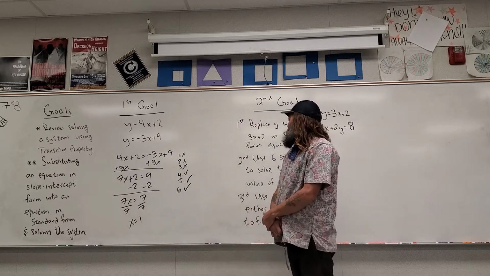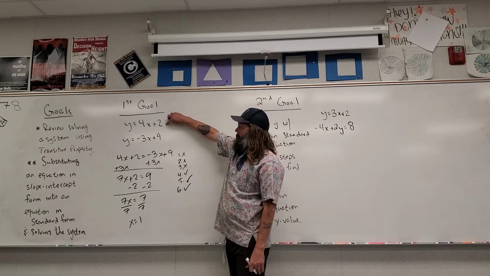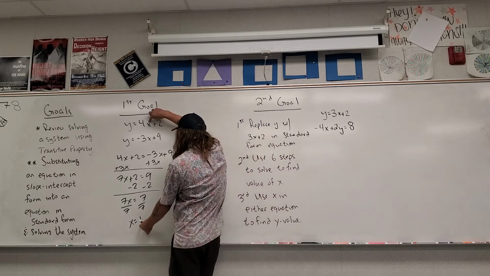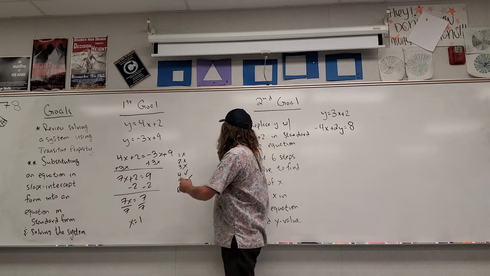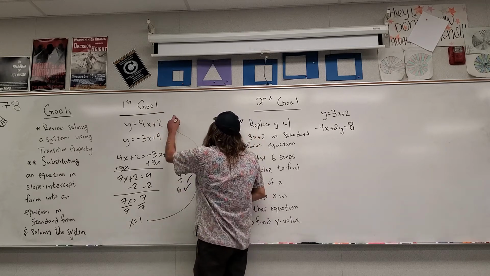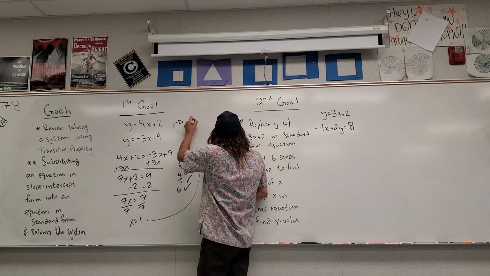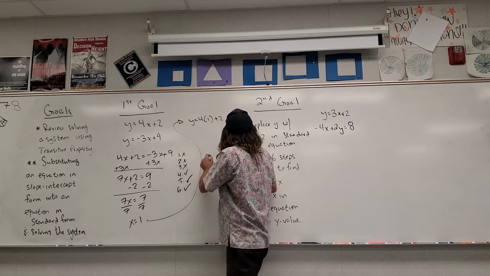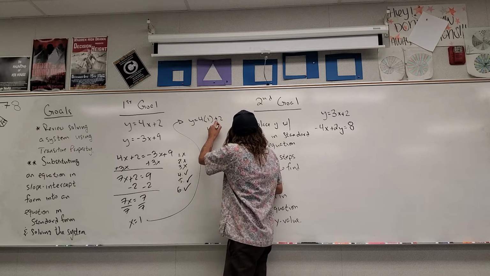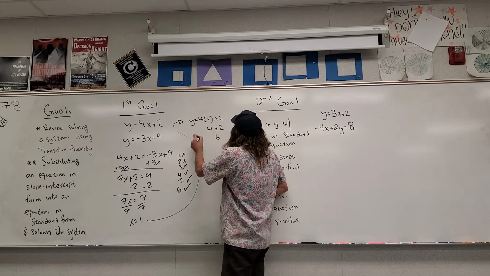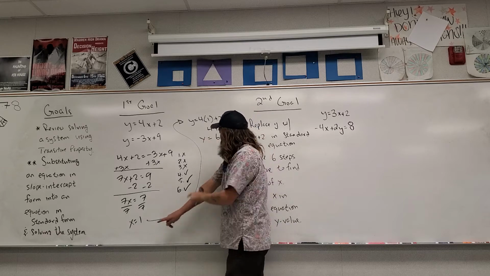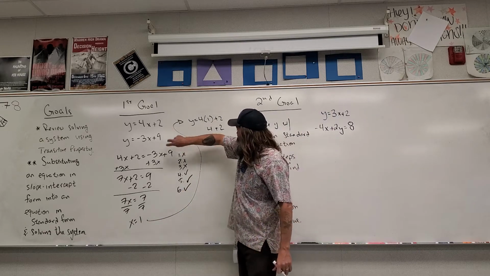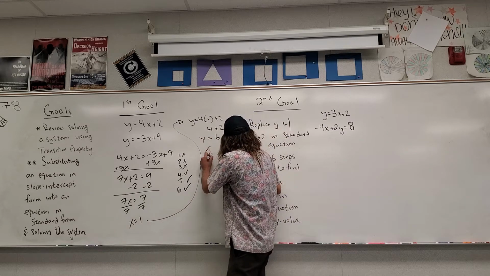I can plug this into either equation. I like the top equation because there's no negatives. So I'm going to replace this x with that value. And I'm going to now have y equals 4 times 1 plus 2. 4 times 1 is 4. 4 plus 2 is 6. So y equals 6. X equals 1. I have an x and a y, so I have an ordered pair. I know where these two lines cross, and they cross at 1, 6.